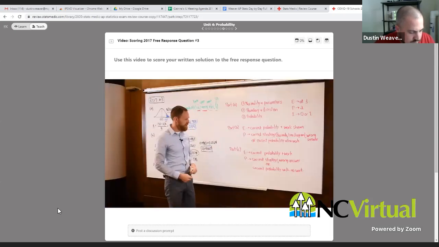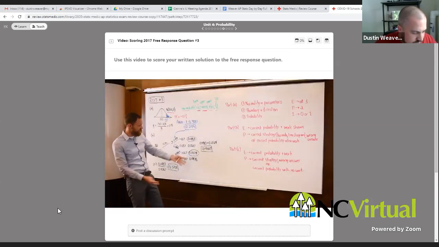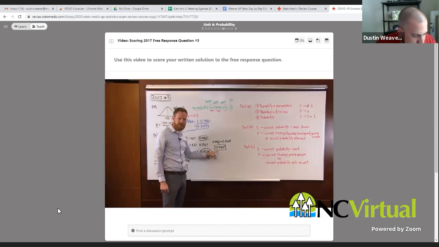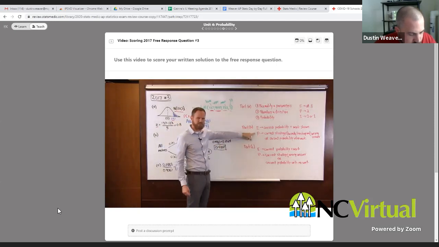in order to get full credit for work shown here. Now, partial credit would be that you maybe set up your tree diagram, but you used some of the wrong values and gave the wrong answer. Or if you just simply had the correct answer, but you didn't have any work to support it. That would be partial credit.